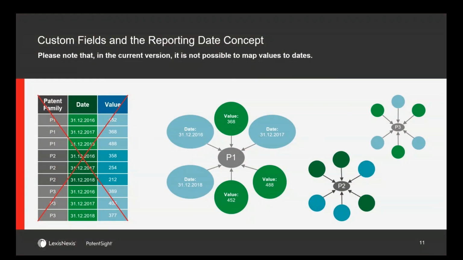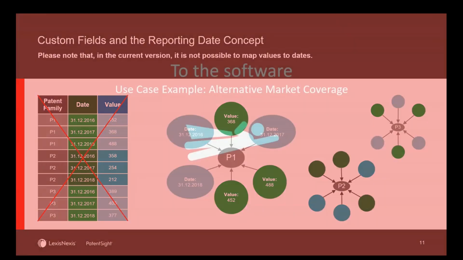Yep. Maybe one step back. In essence, that means you cannot use the custom field with a reporting date. So you have one numeric number per patent family.